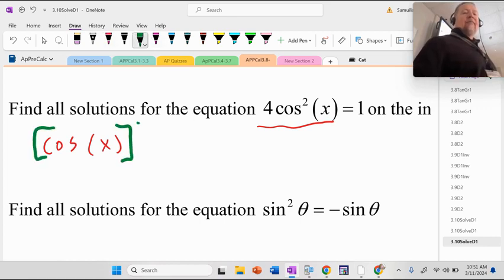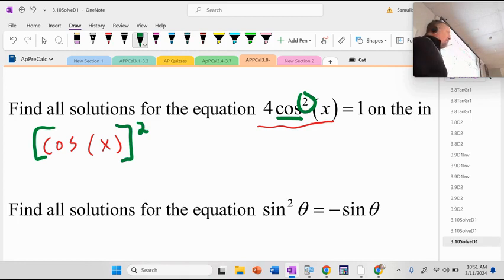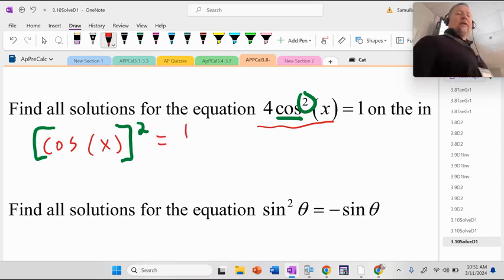That's how this, they're just being lazy, so they don't have to write those brackets. You don't have to write it like that. I'm just making a point. And then that equals a fourth. And then how do you get rid of squaring? Square root. So now you're going to root both sides.